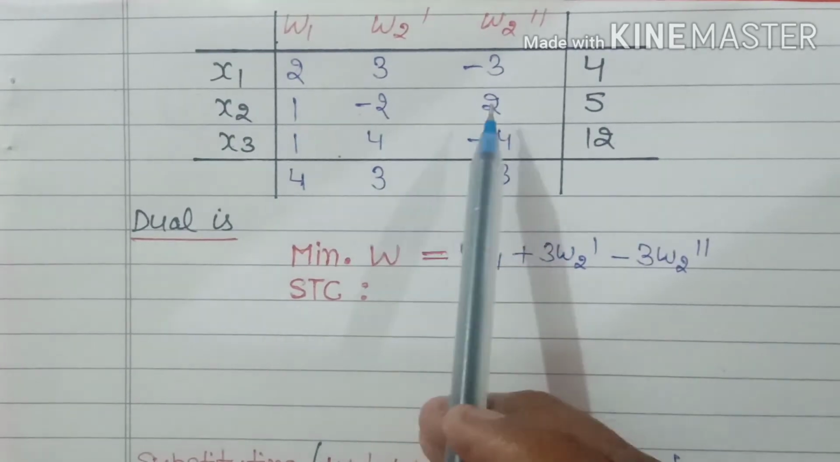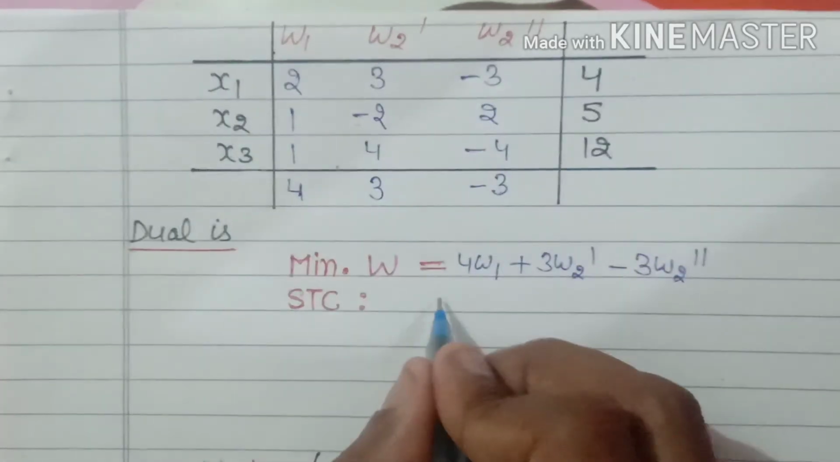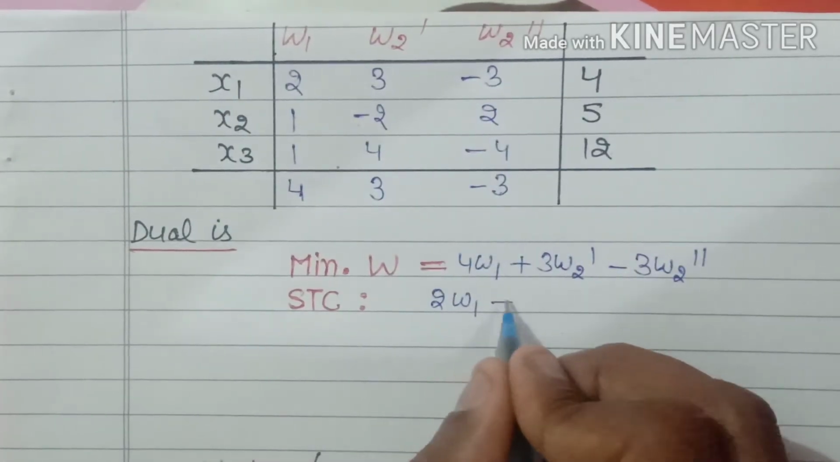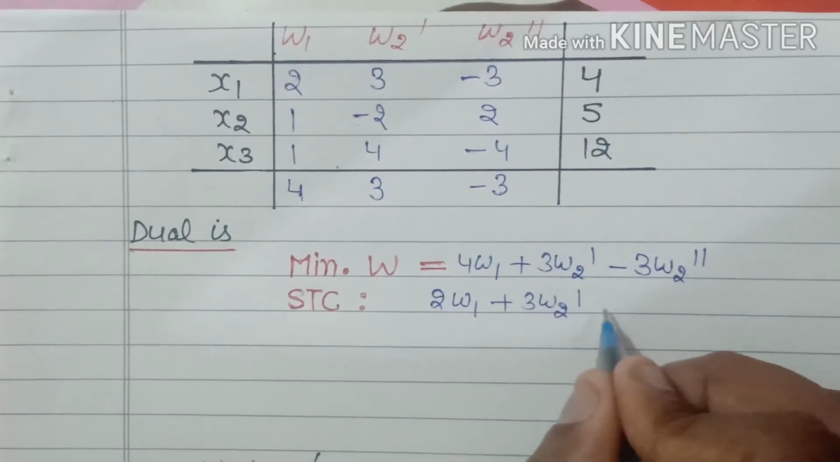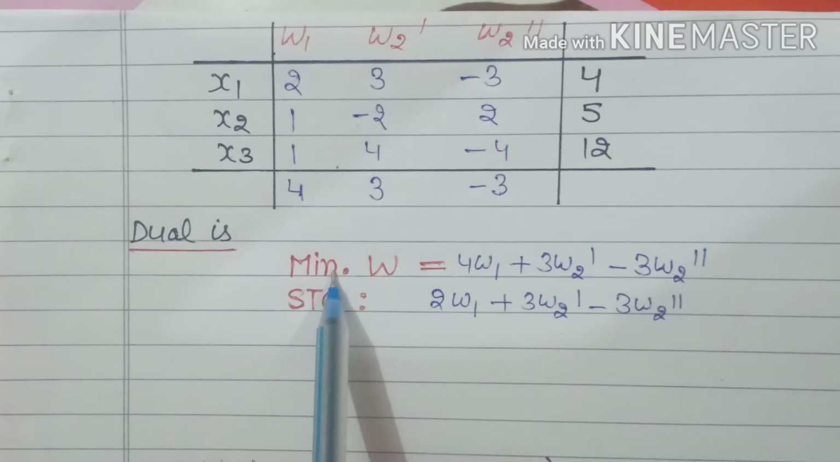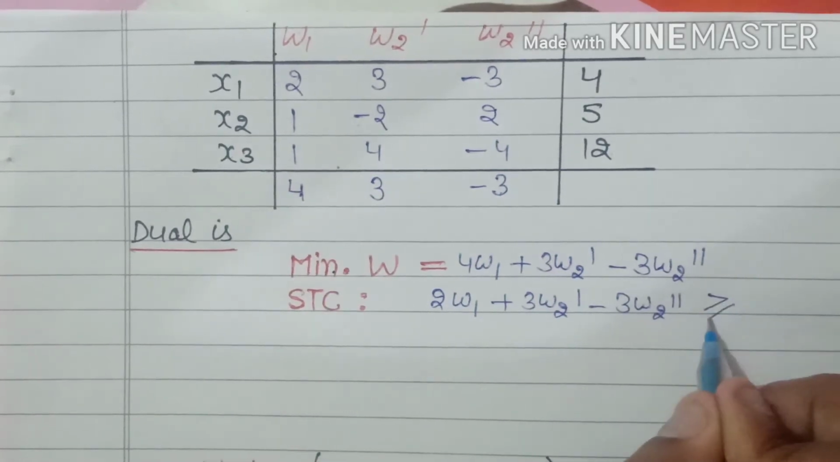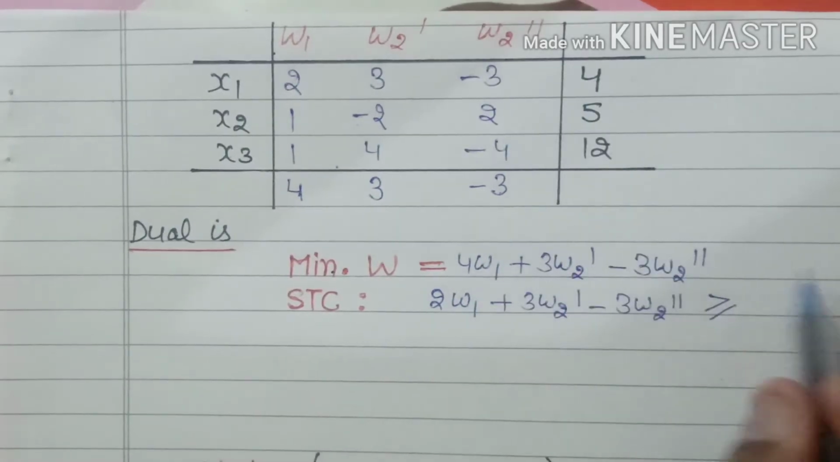Now we can write the constraint equation also. So multiply this 2 with w1: 2w1 plus 3w2 dash minus 3w2 double dash. Now you will see that the objective function is of minimization type, so all inequalities must be of greater than or equal to type, and this will be 4 here.